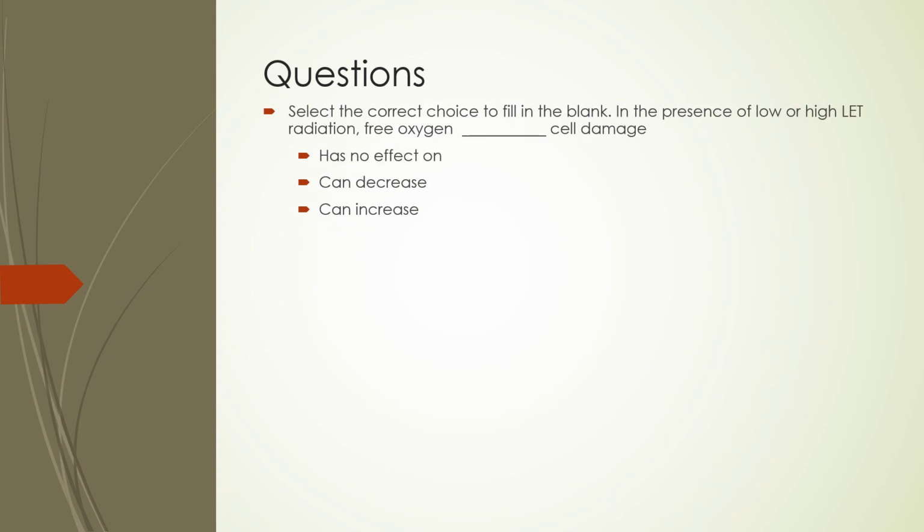Next question. Select the correct choice to fill in the blank. In the presence of low or high LET radiation, free oxygen blank cell damage. Your choices are: first choice, has no effect on; second choice, can decrease; third choice, can increase. The correct choice is can increase.